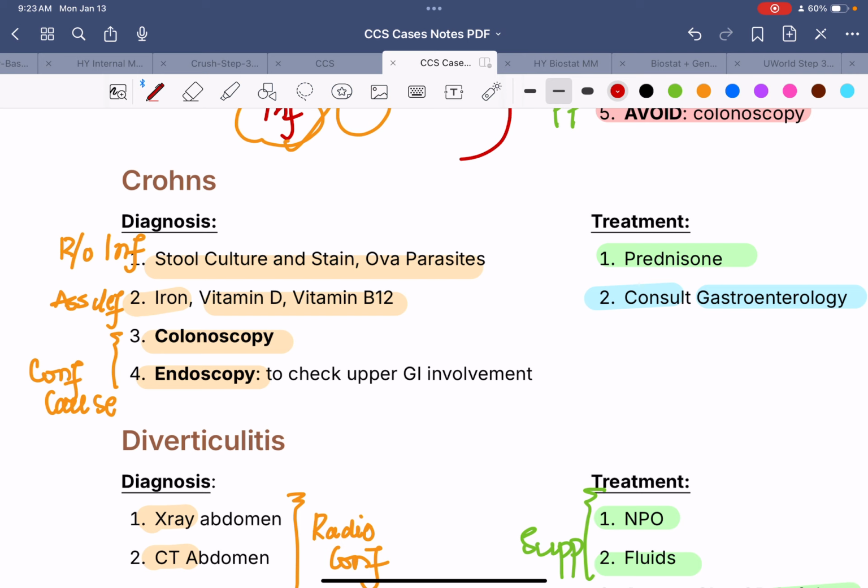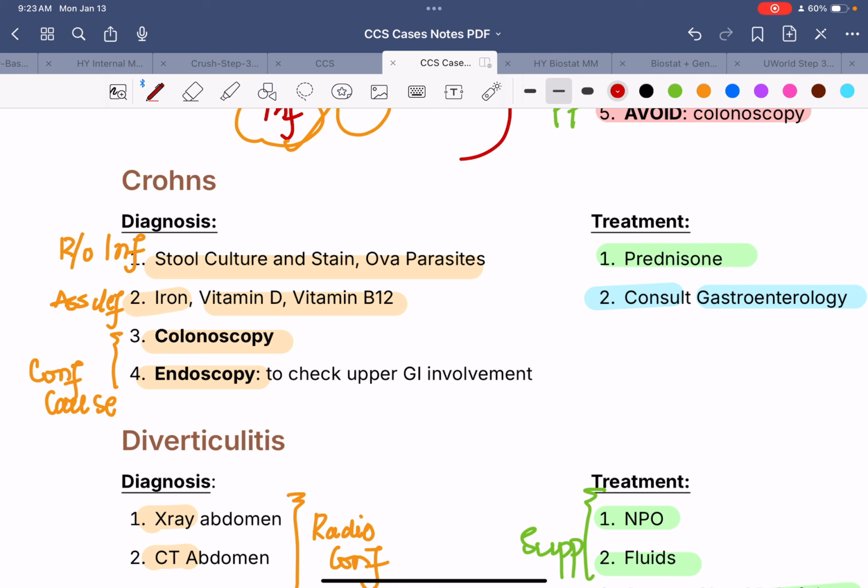So for confirming the cause, just like we did for celiac disease, what are we going to do here? A colonoscopy for looking at the large bowel involvement, and endoscopy for the upper GI involvement. So we know that Crohn's disease can occur from the mouth to the anus, right? The associated deficiencies with Crohn's can be iron, vitamin D, and B12, and rule out infections with stool culture, stain, ova and parasites, and of course get malabsorptive tests of fecal fat.